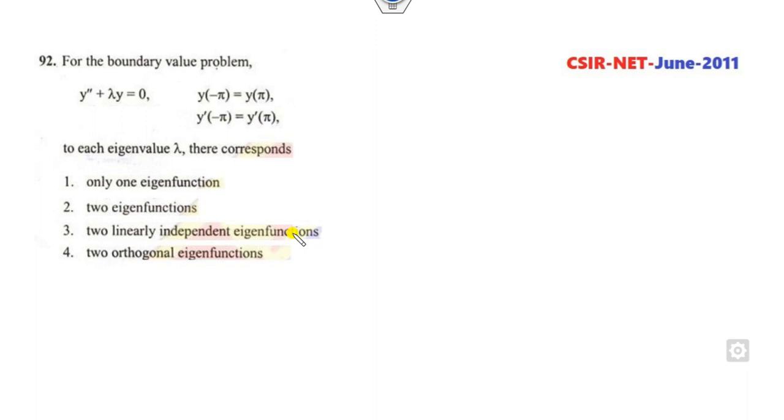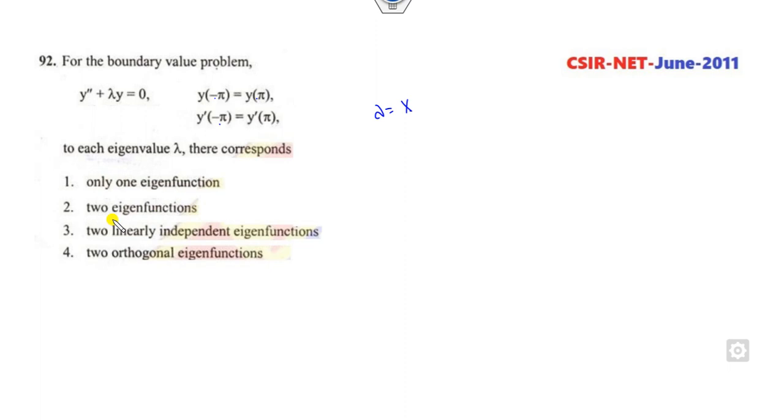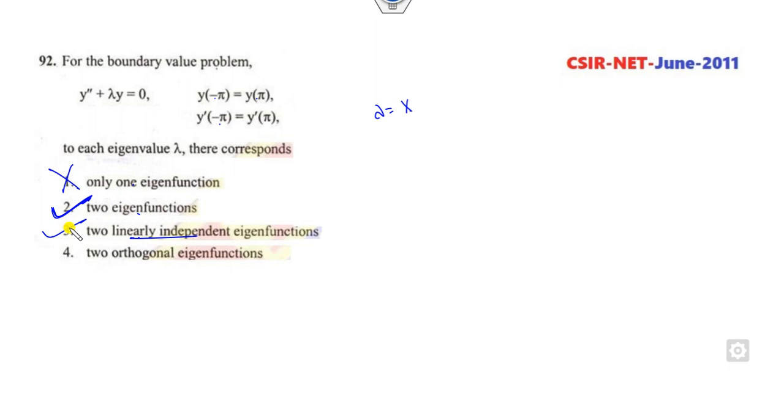Again, this is the same question, from minus π to plus π, the same A and B are there. Then they are not talking about the value of λ. They say only one eigenfunction, two eigenfunctions, linearly independent. I said two eigenfunctions are linearly independent, they are orthogonal as well. So only one, two eigenfunctions, they are linearly independent, yes, they are orthogonal, yes. So B, C and D are the correct answers.